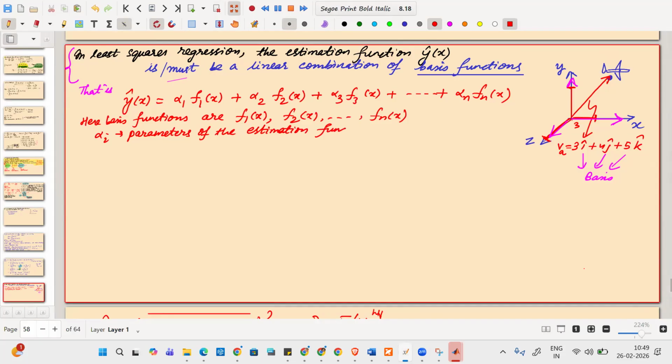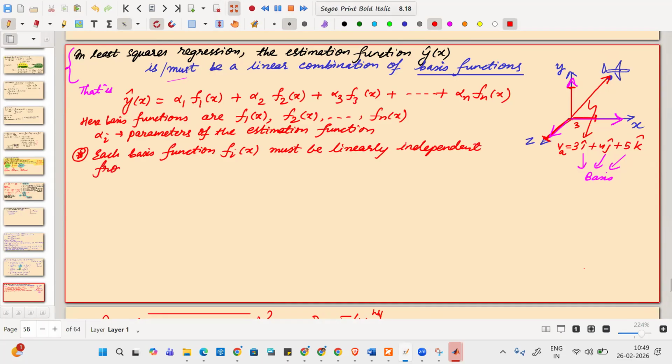Parameters of the estimation function. Okay. And the second property, one of the most important properties, is that each basis function fi of x must be linearly independent, okay, from the others. Now, what do I mean by that?